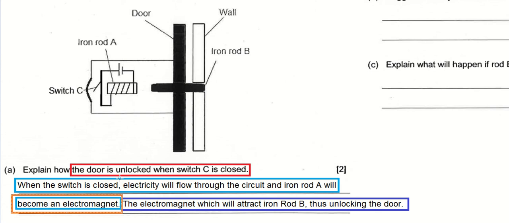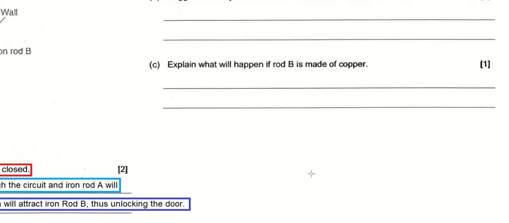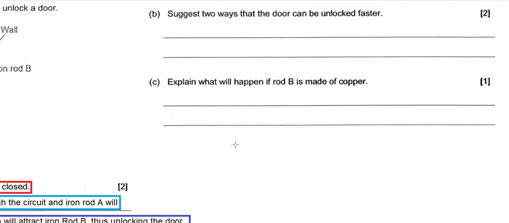Alright, so electricity will flow. Okay, if you don't understand about the comparison in this question, just remember before that there was no current flowing, and then after that, so you are talking about before and after. Okay, next one. So just 2 ways that the door can be unlocked faster. So 2 ways that the electromagnet can be stronger. So that's the whole idea of the question.